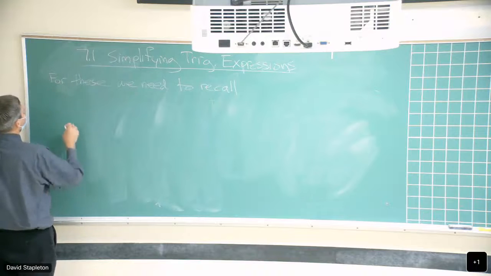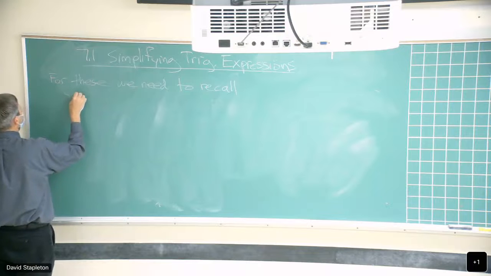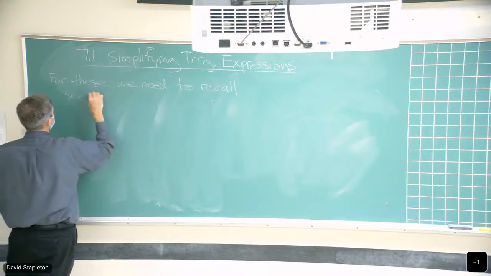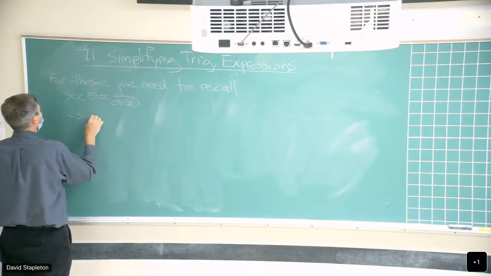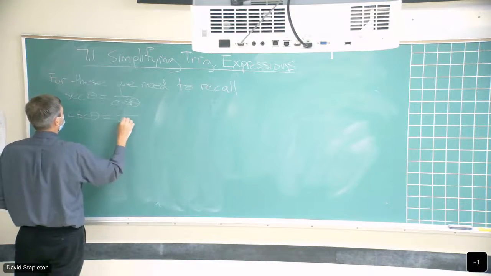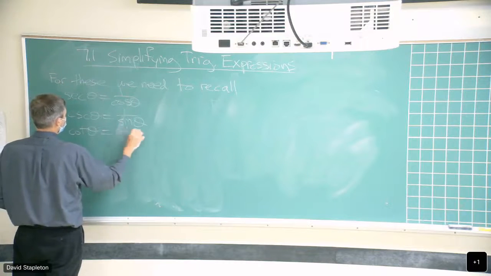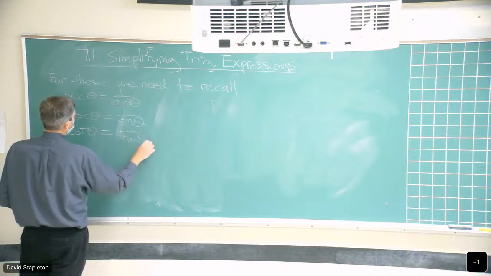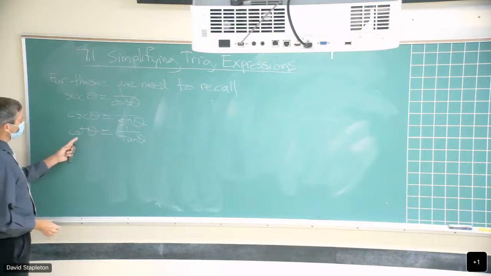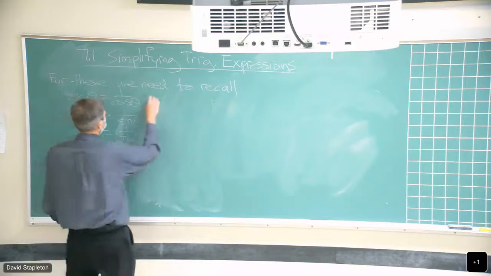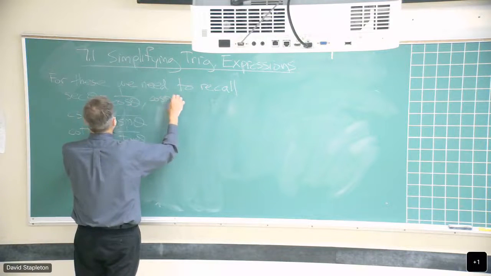But for these, we need to recall things like this. The secant of theta is 1 over the cosine of theta. The cosecant of theta, 1 over the sine of theta. The cotangent of theta is 1 over the tangent of theta. And you want to know the others in reverse also. You want to be able to say tangent is 1 over cotangent. Maybe I should write that down. I hate to write them both down sometimes, but cosine correspondingly is 1 over secant.